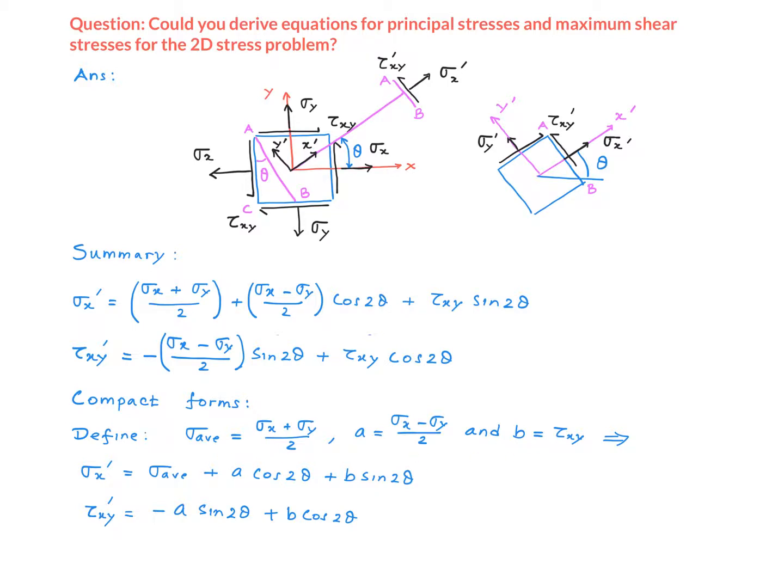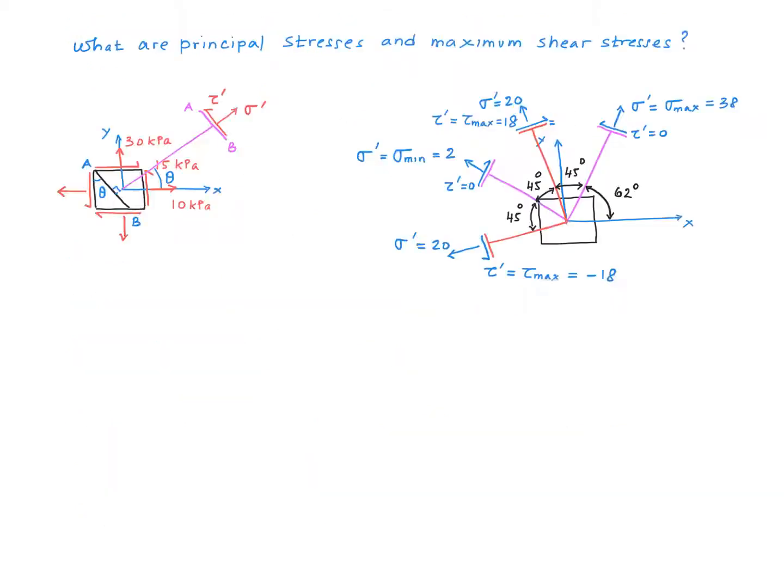So what we did here is we defined three parameters, sigma average, A, and B, as these, and then rewrote sigma x prime and tau xy prime in terms of the three parameters. Here's a picture from another video illustrating the meaning of principal stresses and the maximum shear stresses. And here I have chosen a numerical example to achieve this. This picture shows the 2D state of stress at a certain point.